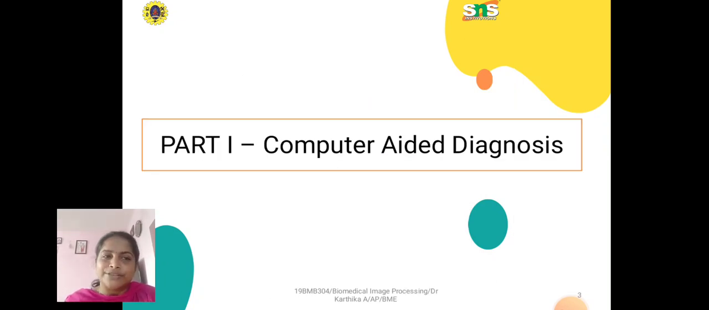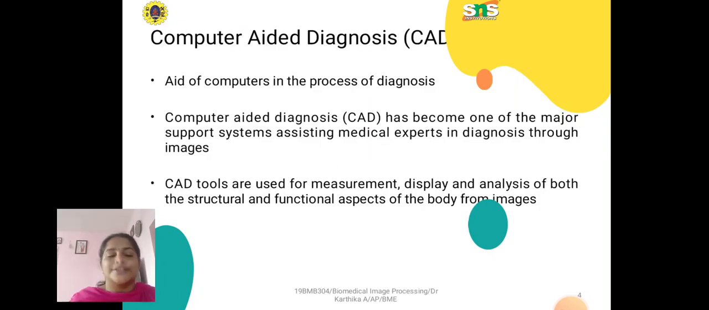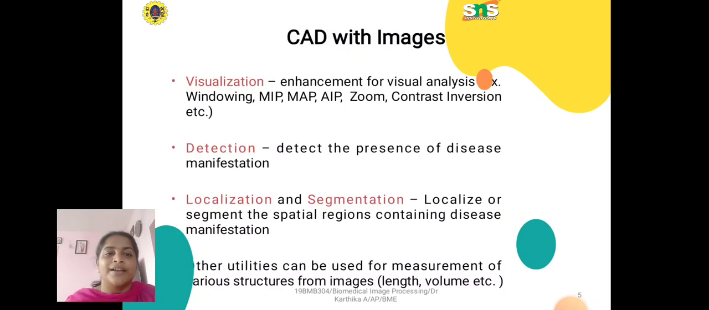Okay, first one is computer-aided diagnosis. It is also called CAD, the aid of computers in the process of diagnosis. It has become one of the major support systems assisting medical experts in diagnosis through images. CAD tools are used for measurement, display and analysis of both the structural and functional aspects of the body from images. CAD with images, we have visualization, detection, localization and segmentation parts.